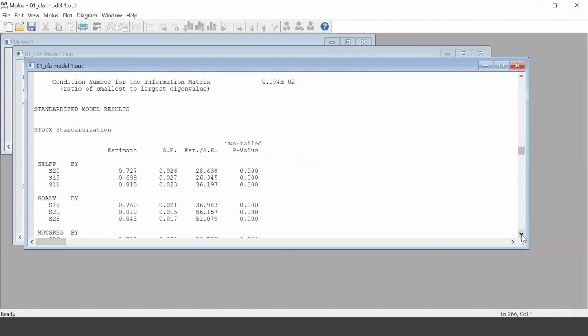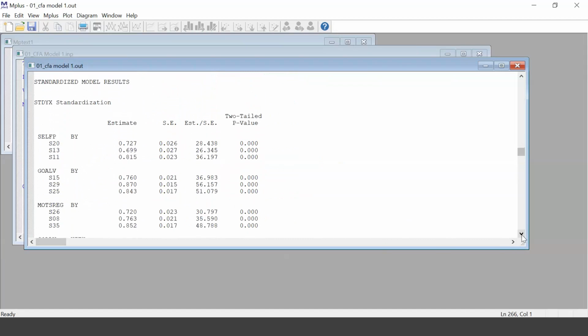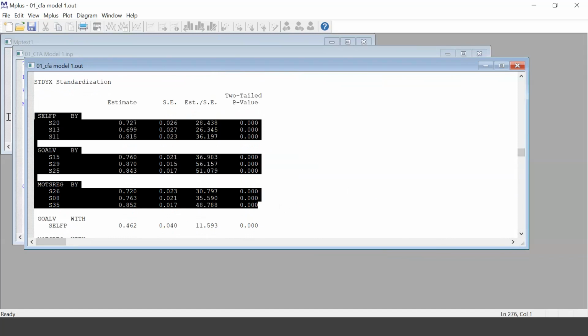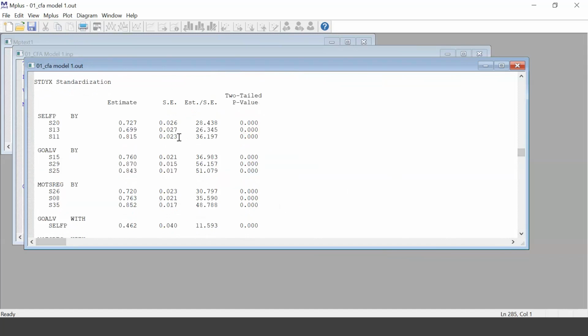All right, now we can look at the standardized model results. Here I can see that the factor loadings for all of my coefficients, all of my standardized factor loadings, are statistically significantly different from 0. And I generally would like these to be moderate to large, not just statistically significantly different from 0.